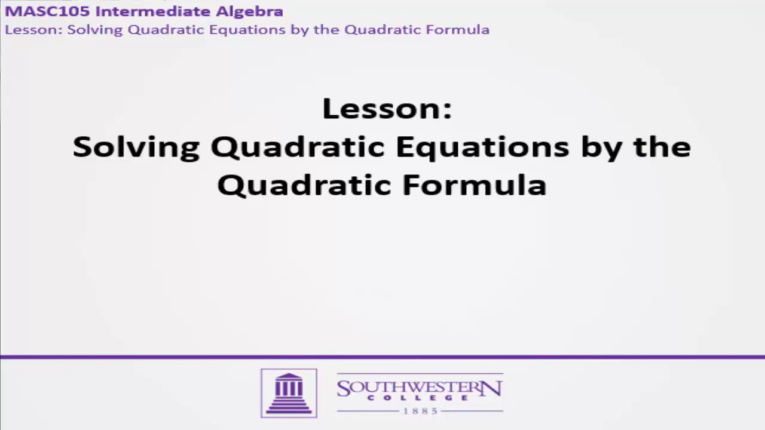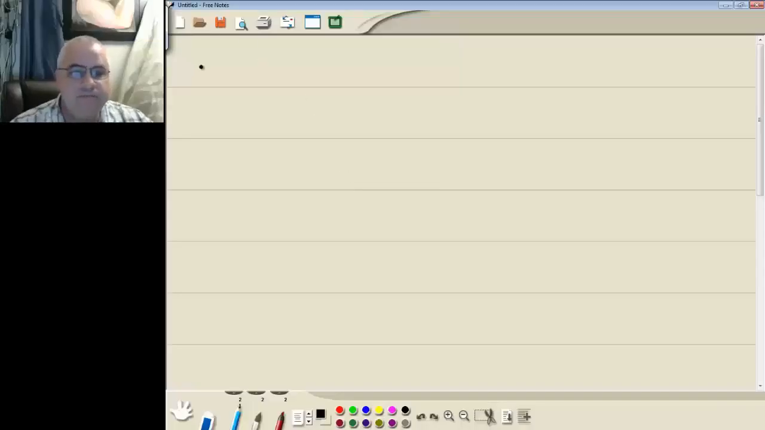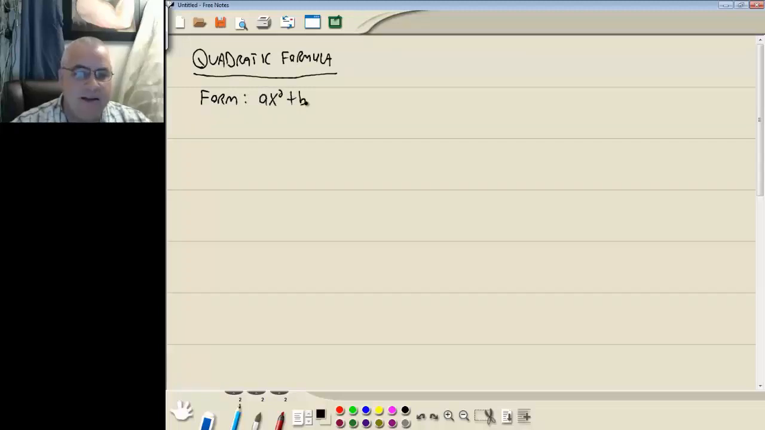Let's take a look at the quadratic formula. With our quadratic formula, a problem has to be of this form: ax squared plus bx plus c equals 0.